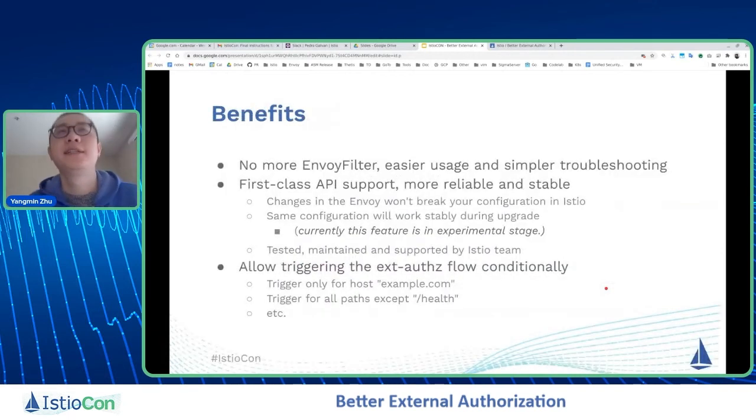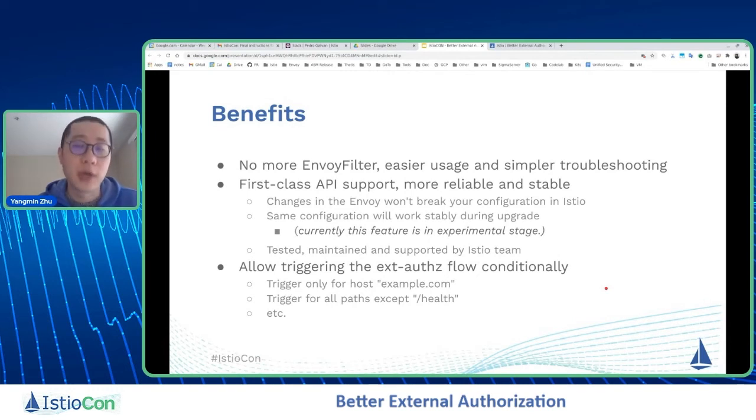Okay, so let's take a look at the benefits of this flow. First of all, you probably have already noticed that there is no more Envoy filter at all. The only API you need to configure is the authorization API and a small configuration in the mesh config to define your ext-auth provider. This is much easier to use and simpler for troubleshooting, because you no longer need to deal with all those low-level Envoy filter details.